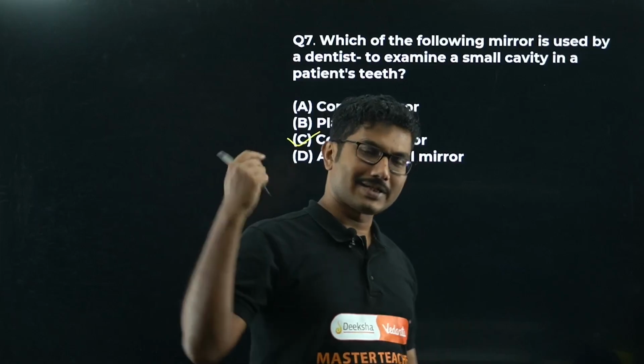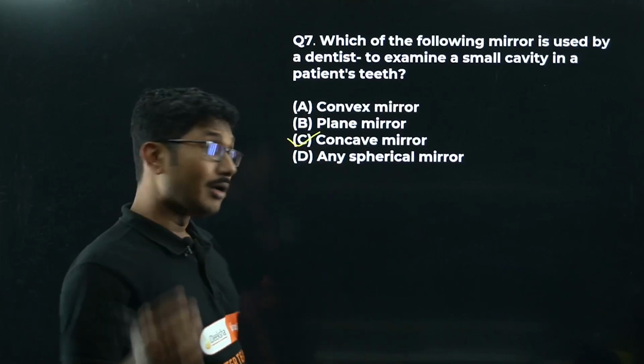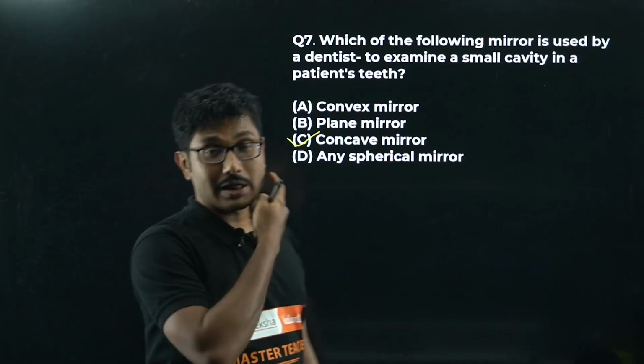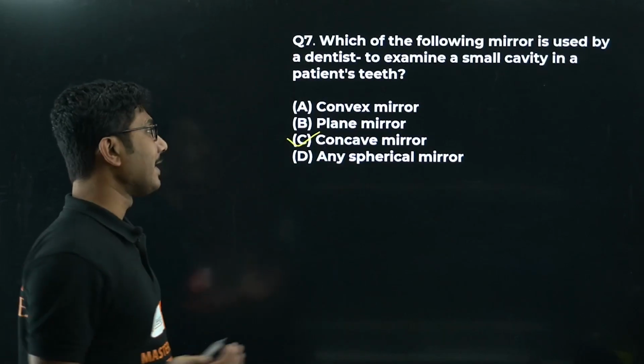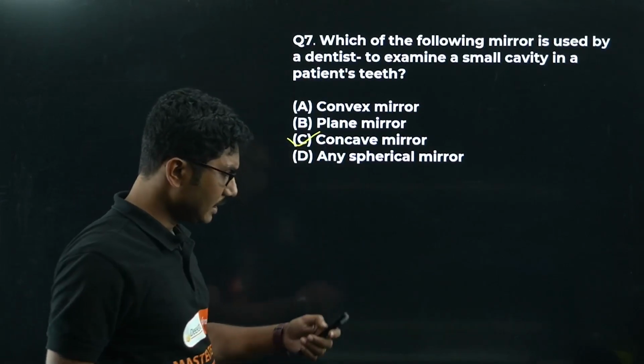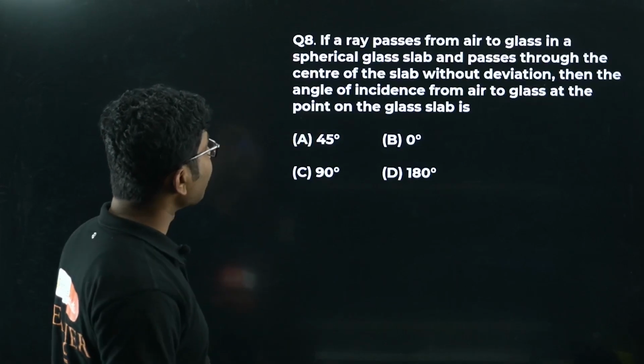So doctors use convex lenses as well as convex mirrors, and concave mirrors also. A concave mirror, if the object distance is less than the focal length, produces a magnified image, right? So that's why a concave mirror is used. Next question, question number 8.